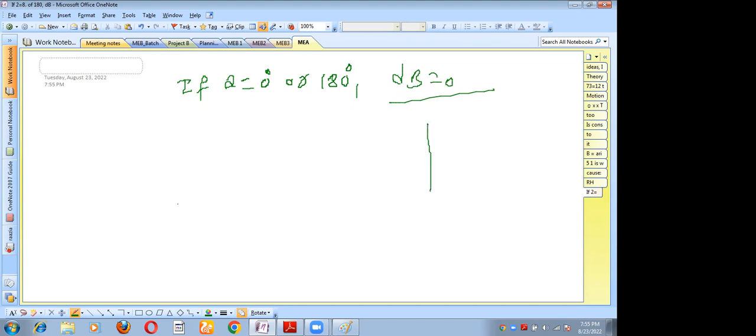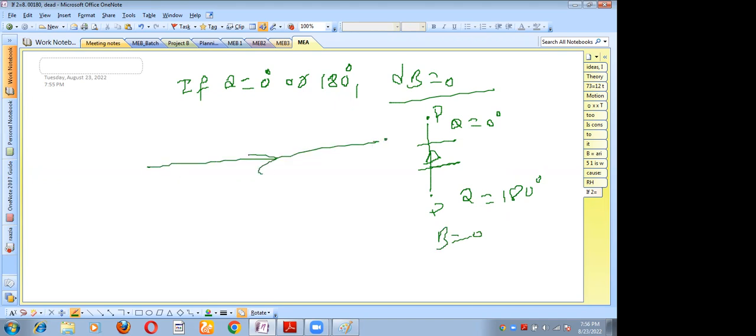What does it mean? Suppose current is flowing like this, and if any point is on the wire, like suppose point P is here, that is theta is 0 degree, or if point P is here, that is theta is 180 degree. So in both cases, if current is flowing through a wire and the point is along the line of the wire, here or here, the magnetic field is always zero. If the point lies on the wire or along the direction of current, magnetic field is always zero. Understood it? Have you understood this point? Okay.